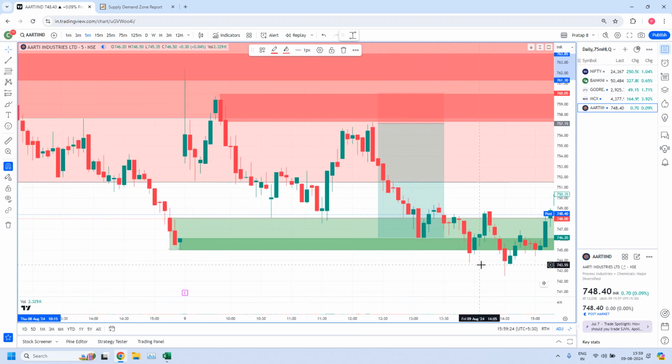This is a different story. But finally this is the area where it reached the target. So from here to here: this fine-tuned 5-minute zone is the entry, this fine-tuned 5-minute zone is the target, and this is the profit. Maybe you might have exited earlier, that is a different story. But how much opportunity has this trade given? Maximum opportunity.